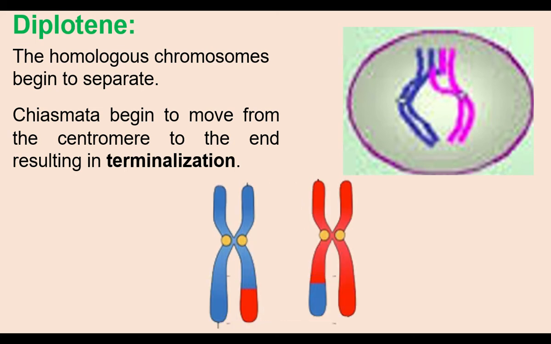It is called diplotene because the dual nature of the chromosome is clearly seen. After crossing over, the chromosomal segments are exchanged. So the chromosomes are dual in nature. The double nature of chromosomes is clearly seen in the diplotene stage.